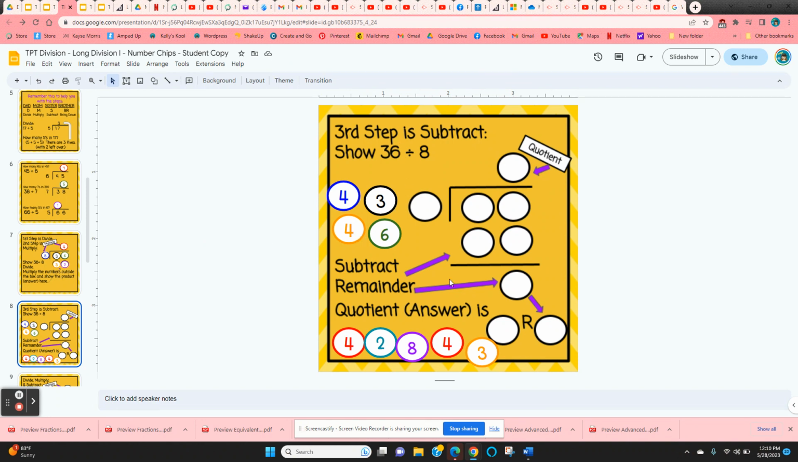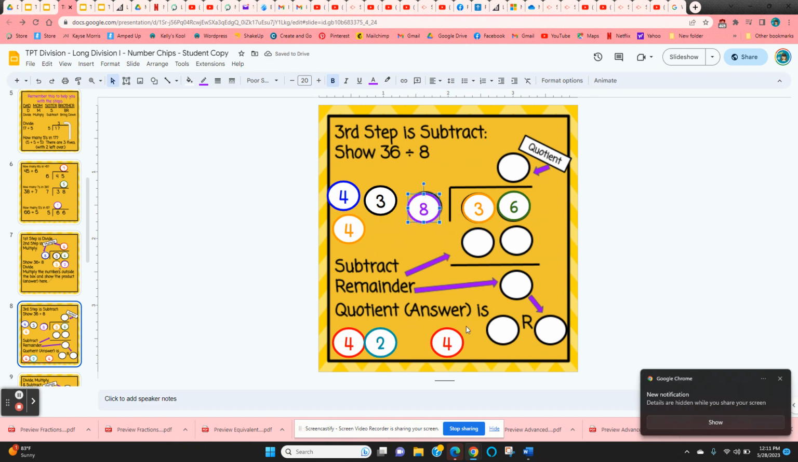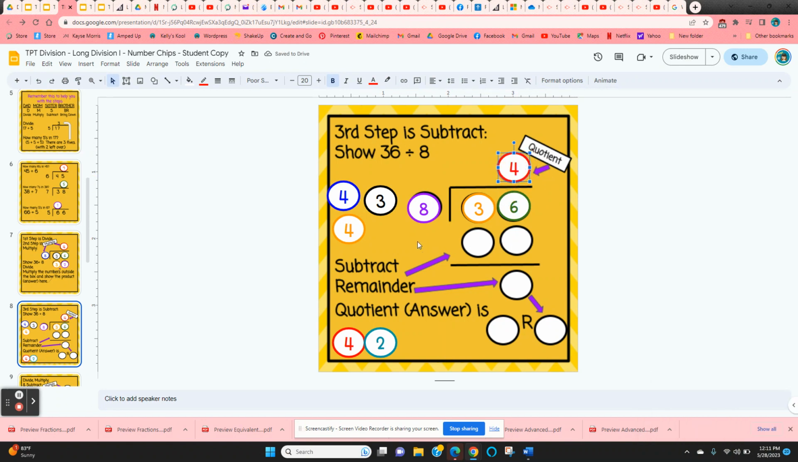So 36 divided by 8, they already know where to place the numbers. 8 goes into 36 4 times. And this is where their quotient is. Now they do the second step, which is multiply. 8 times 4 is 32.